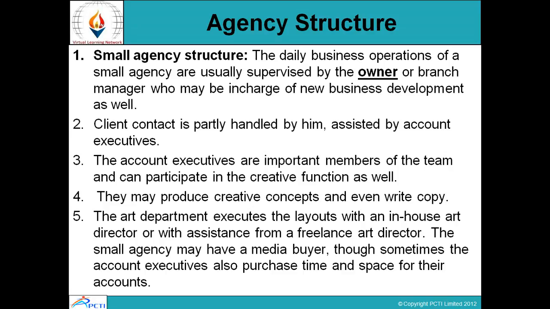So the small agency structure basically involves art development, which executes the layout with an in-house art director or with assistance from a freelance art director. The small agency may have a media buyer, though sometimes the account executive also purchases time and space for their accounts.